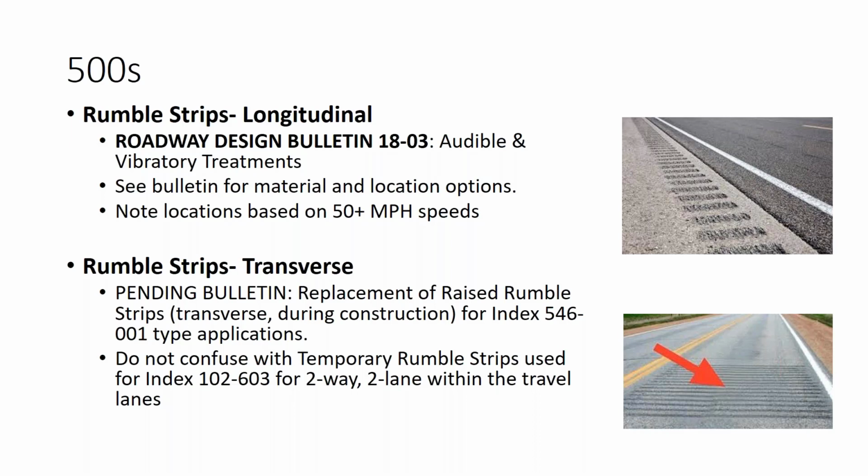But we want to ensure that we are maintaining those during construction, as indicated in the bulletin. We want to ensure that we're not confusing them with the temporary rumble strips for two-lane applications that are addressed in Index 102. But again, please look at the design standards for both of those applications and use the appropriate pay item for the situations in your project.